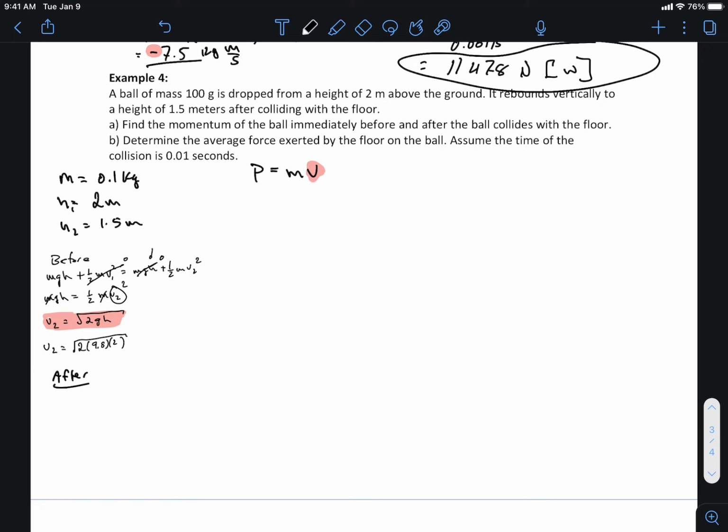And after, we should see that after the ball makes contact with the ground and leaves, right? We know that V2 will equal the exact same thing.